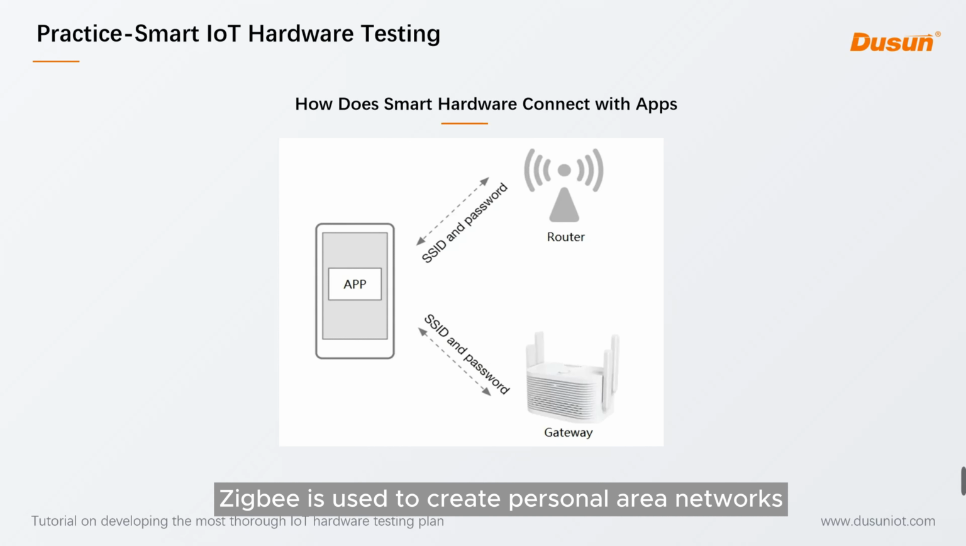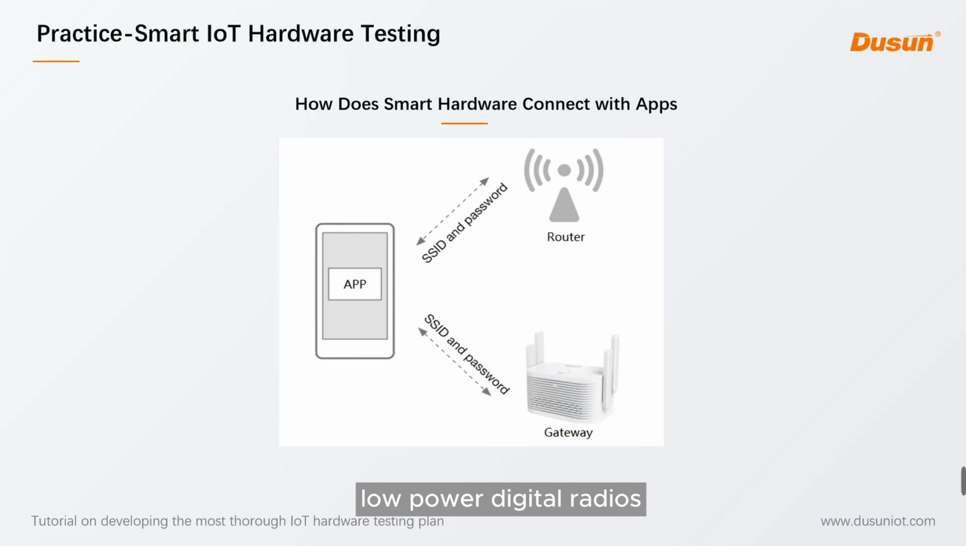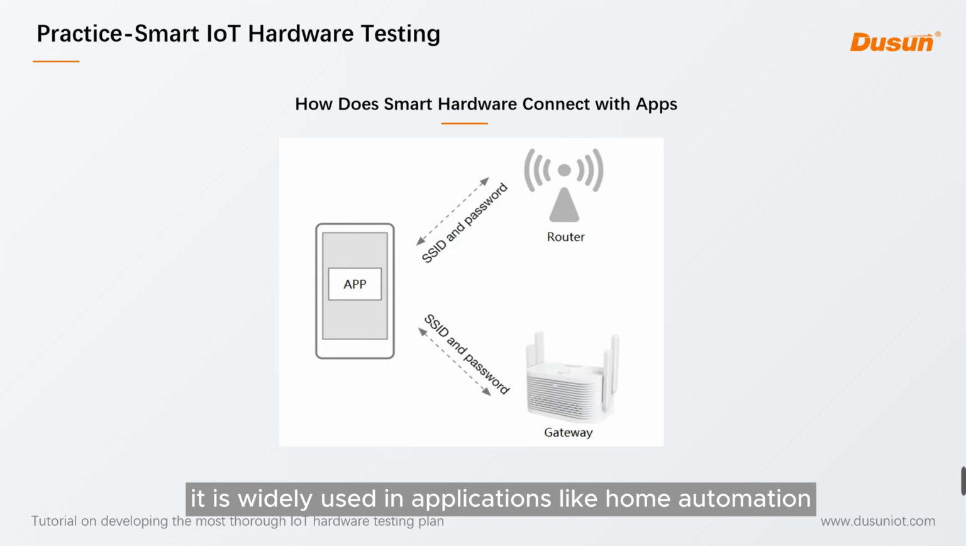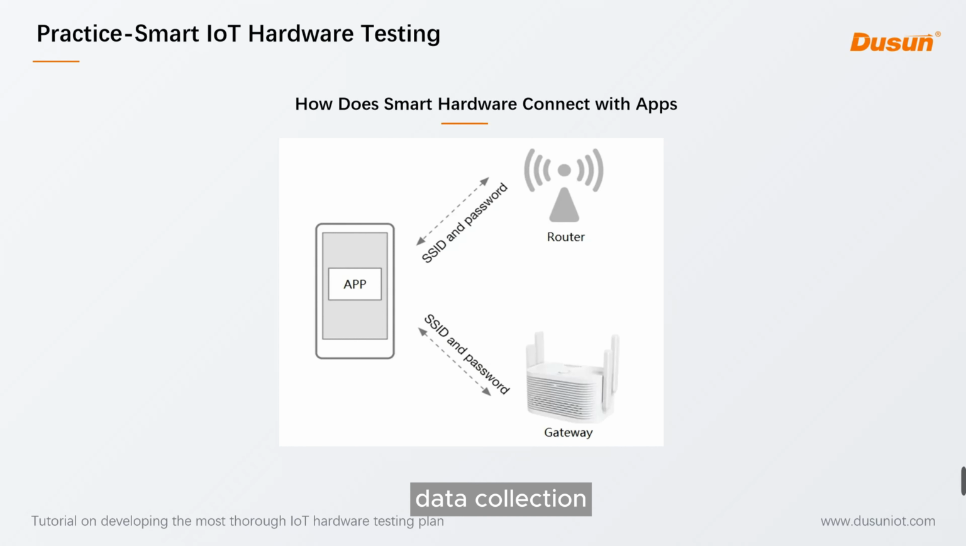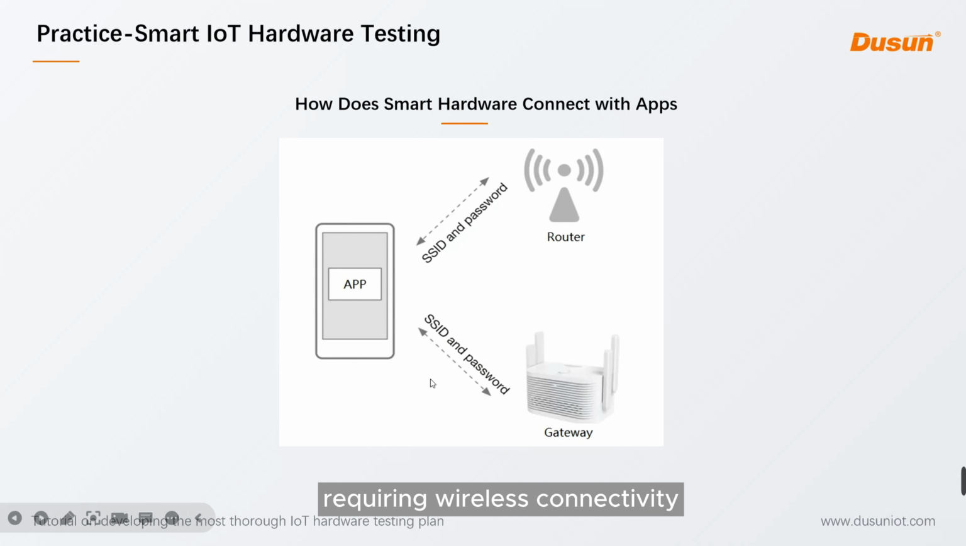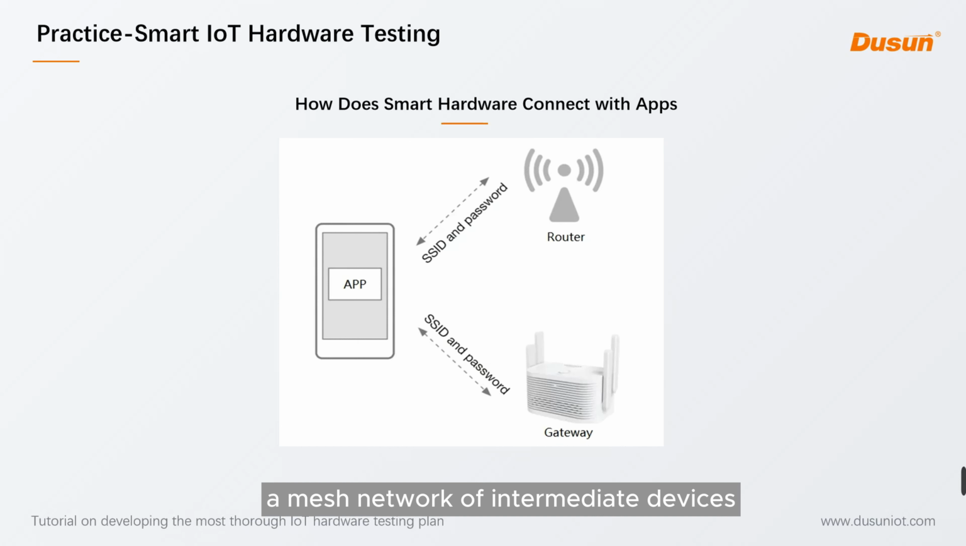Zigbee is used to create personal area networks utilizing small, low-power digital radios. It is widely used in applications like home automation, medical device data collection, and other low-power, low-bandwidth needs, making it ideal for small-scale projects requiring wireless connectivity. Zigbee devices employ a mesh network of intermediate devices to transmit data over long distances.